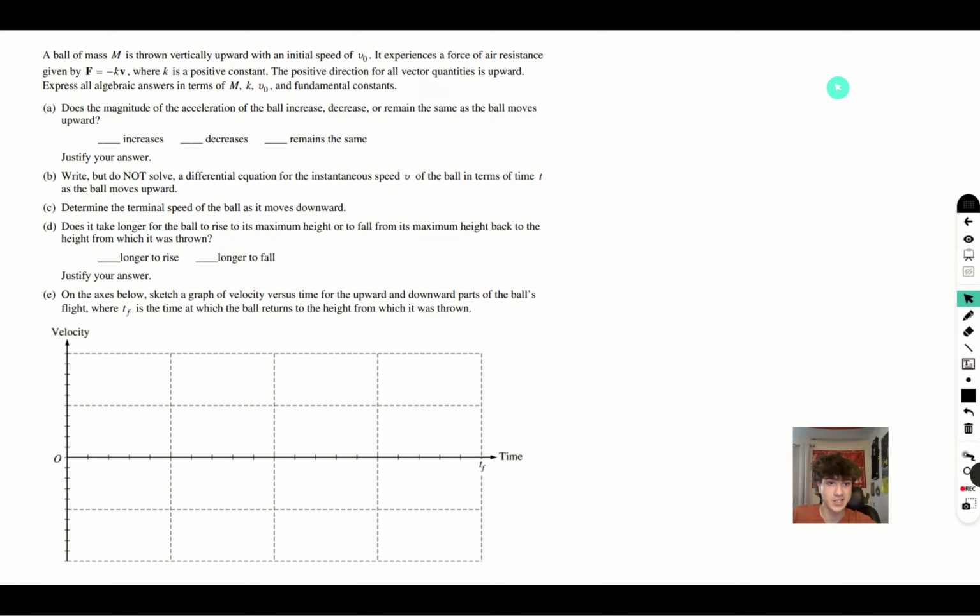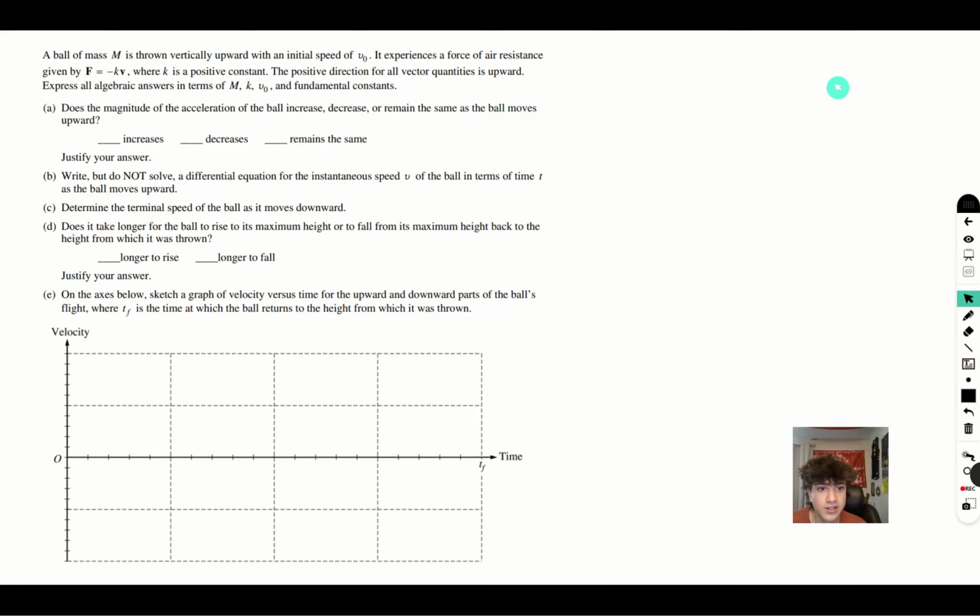A ball of mass m is thrown vertically upward with an initial speed of v initial. It experiences a force of air resistance given by F equals negative kV, where k is a positive constant. The positive direction for all vector quantities is upwards. Express all algebraic answers in terms of m, k, v initial, and fundamental constants.